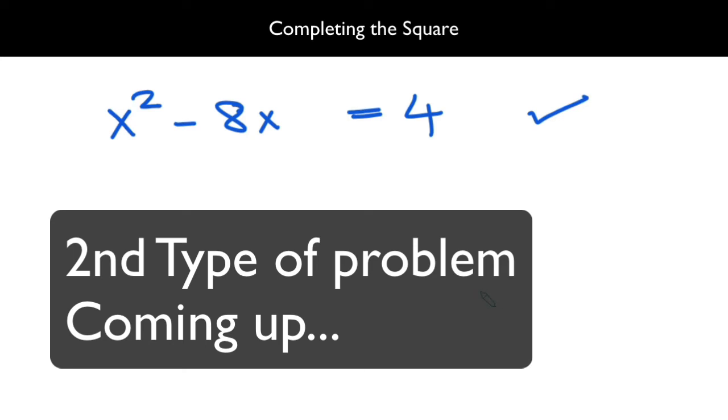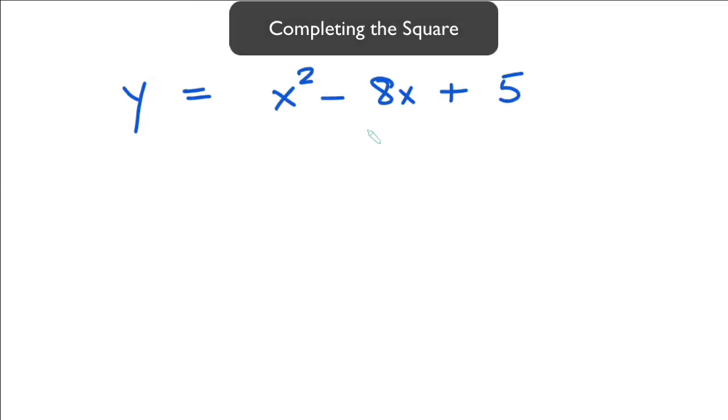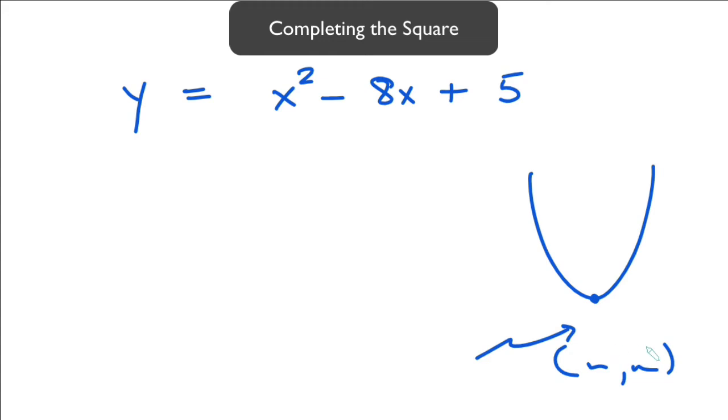Now let's move on to the next type of questions where you might be asked to use completing the squares. The second type of problem where you might need the completing the squares method is where you need to find the vertex of a parabola. Remember, this is a quadratic, and when you plot it in Desmos, it looks like a parabola. This parabola has a lower point called the vertex, and you might be asked to find the coordinates of this vertex, the x and the y coordinates.